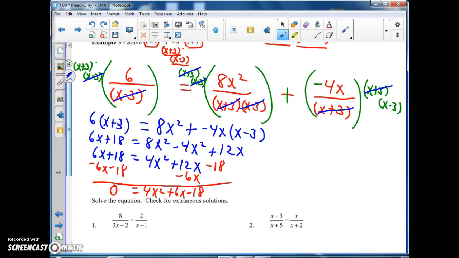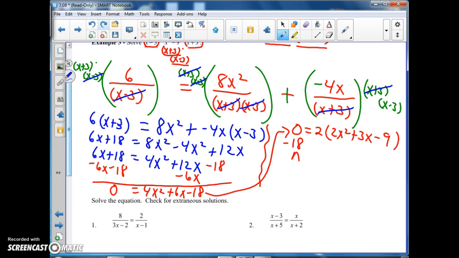Does this have a common factor? The answer is yes, it has a 2. So here we go, 0 equals, and take out the common factor of 2. Now let me ask you this. 2 times negative 9 is negative 18, right? What two numbers multiply to give you negative 18 but add to give you 3? 6 and negative 3. So we've got negative 3 and 6.